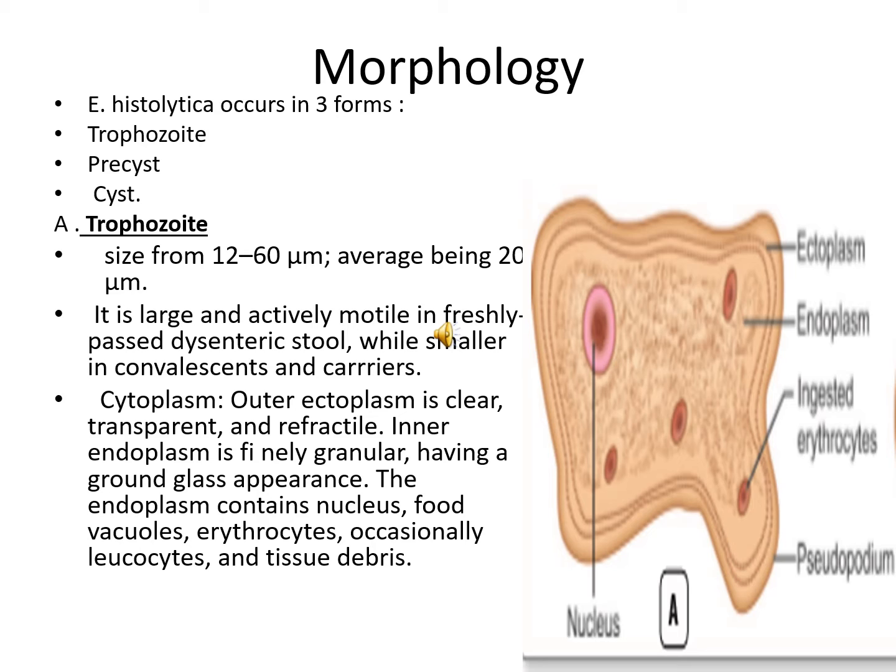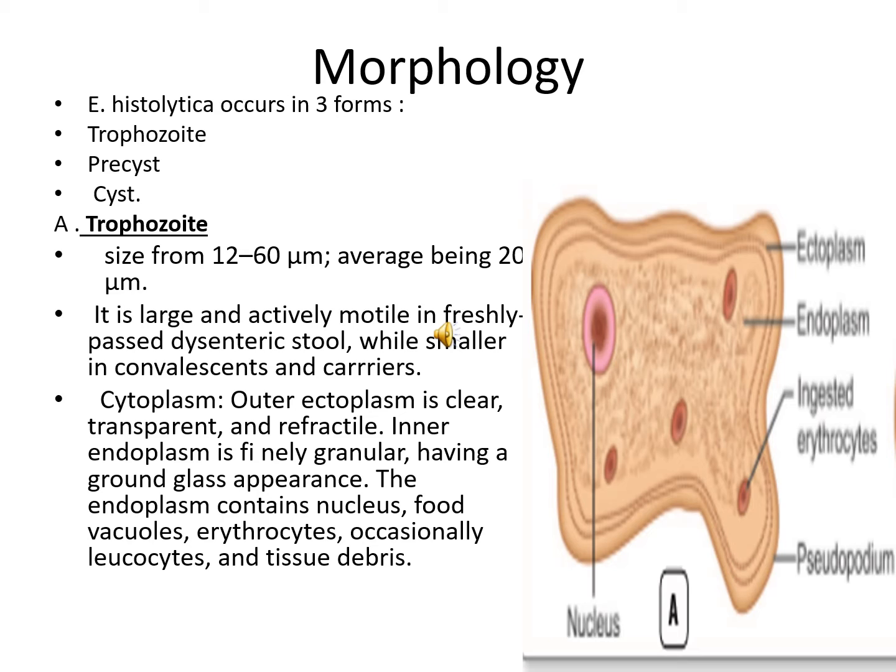So this is the morphology, and it has an ectoplasm, endoplasm, a single nucleus, ingested erythrocytes, and a pseudopodium, which is used for motility. That is, using this pseudopodium only, they move in the alimentary canal. It is larger in case of actively dysenteric patients, and smaller in case of convalescent and carrier patients.